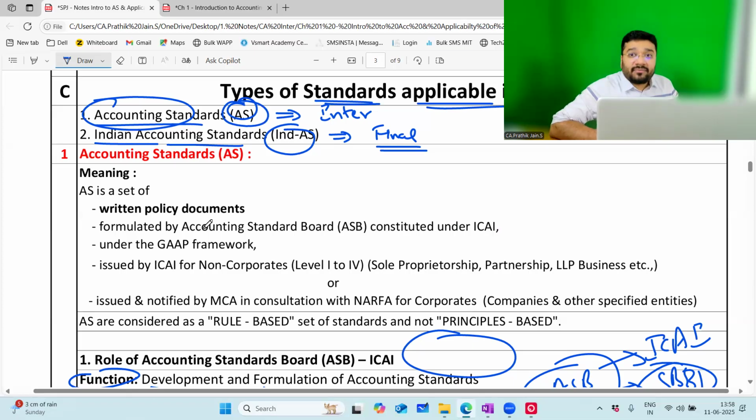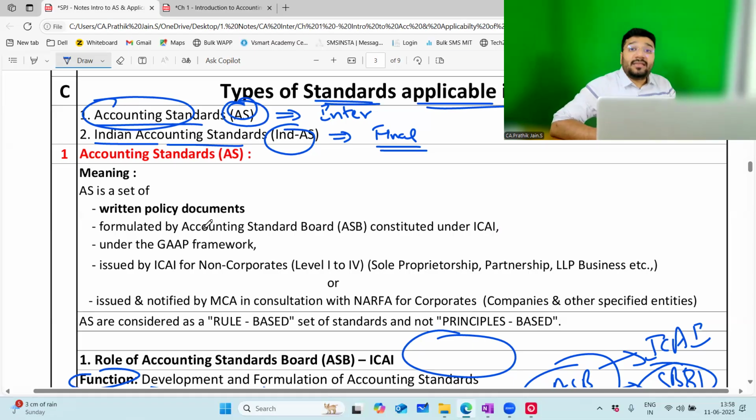They notified it and made it applicable to the non-corporates falling under levels 1, 2, 3, and 4. But they could not make this applicable to the corporates because there is one more level of approval there. Now, the ICAI Council has to recommend the AS approved by ICAI to whom? MCA.